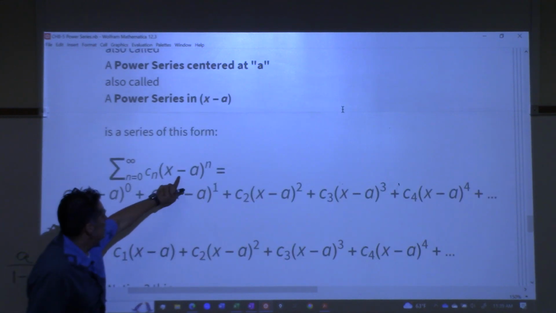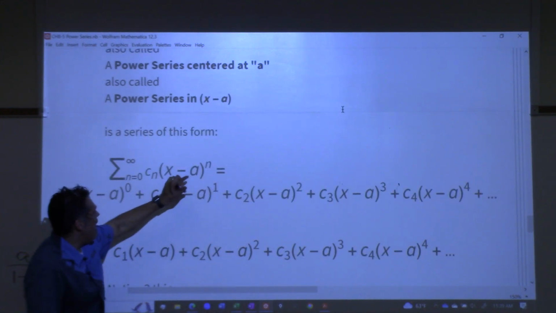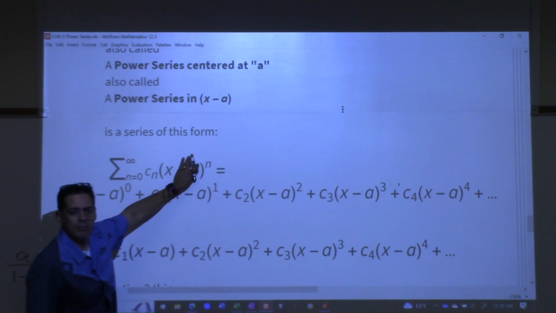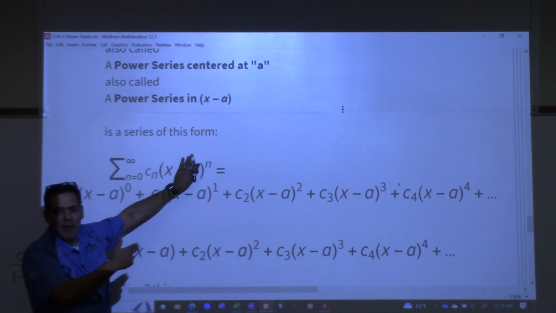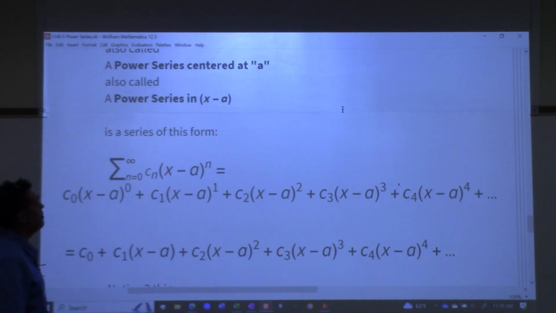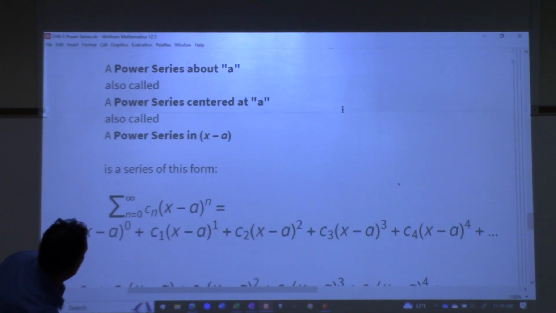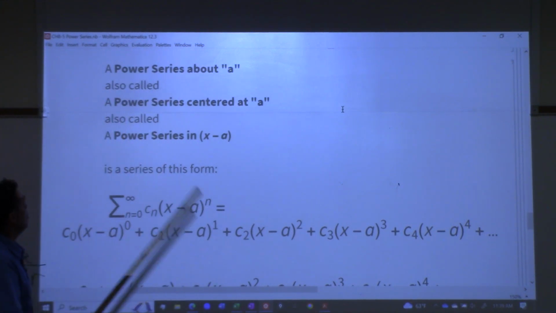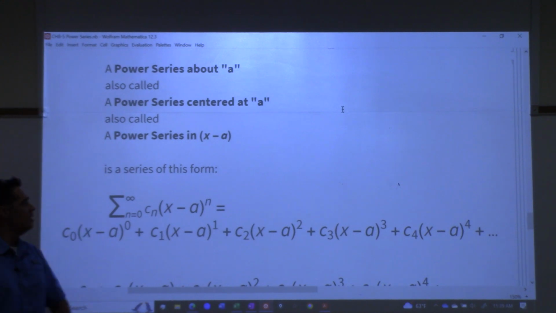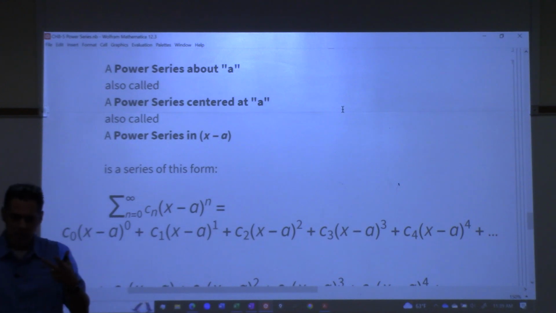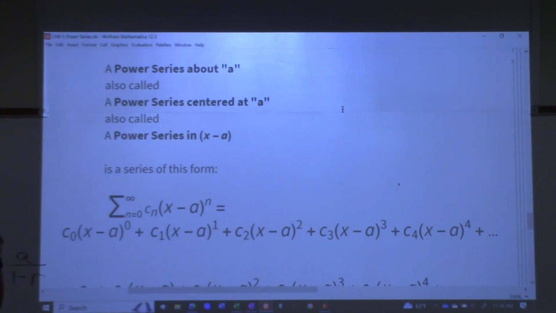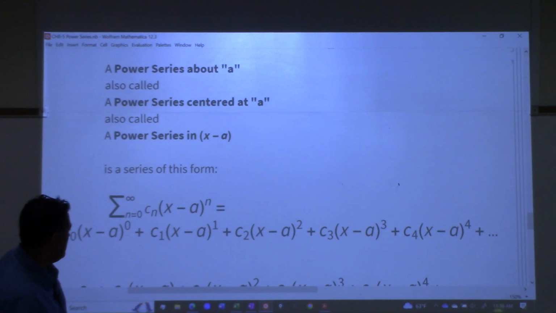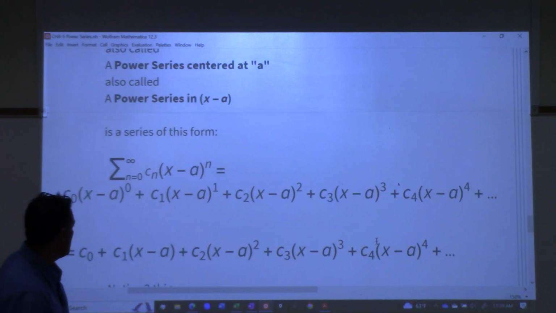So y'all see? Before, in that formula over there, I really was saying a was 0, and then it was just x to the n, right? But now I'm saying we can subtract a number. If we do that, then this is called a power series about a, or a power series centered at a, or a power series in x minus a. That's the language we use to describe that power series. All that changes is that instead of x, we have x minus a, just raised to higher and higher powers.